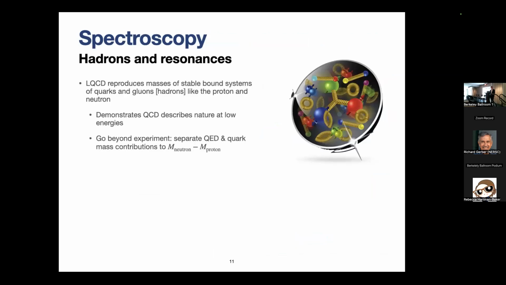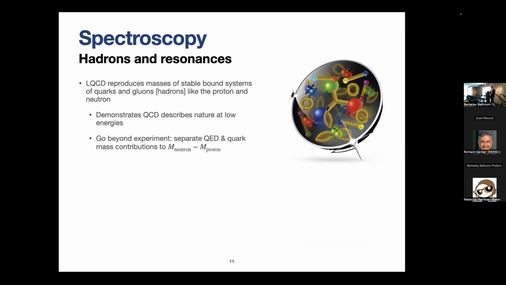Okay, so we can also try and understand the bound states of the theory. So hadrons are the bound states of quarks and gluons. And lattice QCD is able to reproduce the mass of things like the proton. And for me, that's also a very important kind of milestone in that it's demonstrating that QCD can describe the strong interaction at the energy scales where it's strongly interacting, as well as at very high energies. But with theoretical control, you can also go beyond what you can access experimentally.